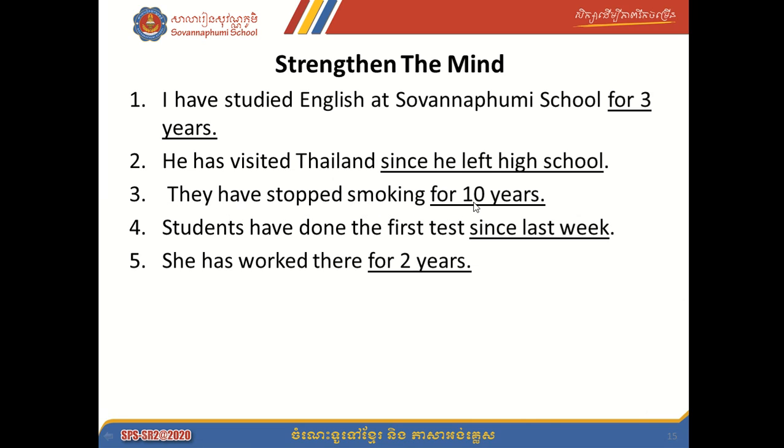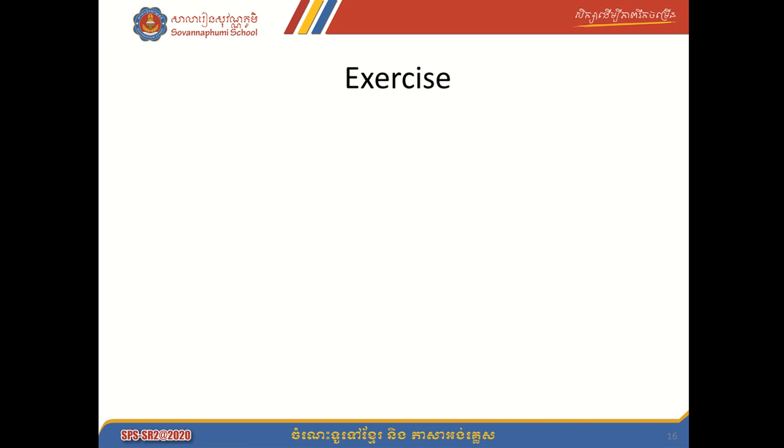They have stopped smoking for 10 years, a period of time. Students have done the first test since last week. Yes, a specific point in time. And she has worked there for 2 years. Okay, so you can take a look again at the slide to make sure that you understand and are able to differentiate when you use for and since with present perfect. Okay, yes, so now let's move to the exercise together.